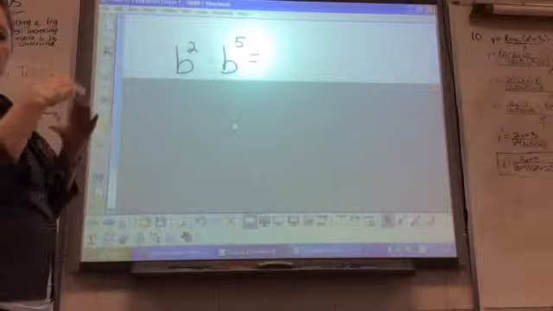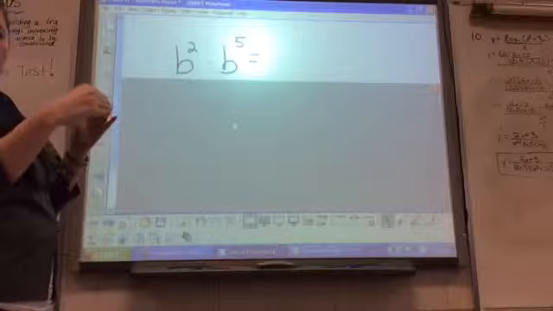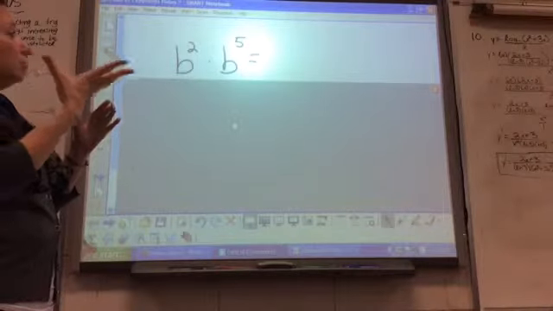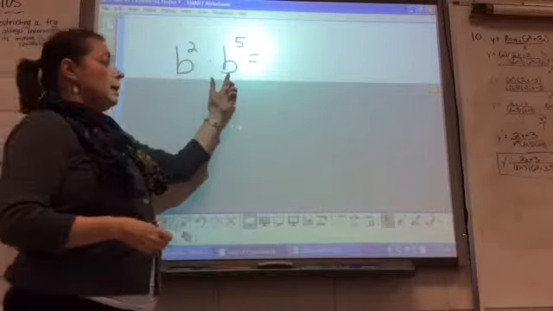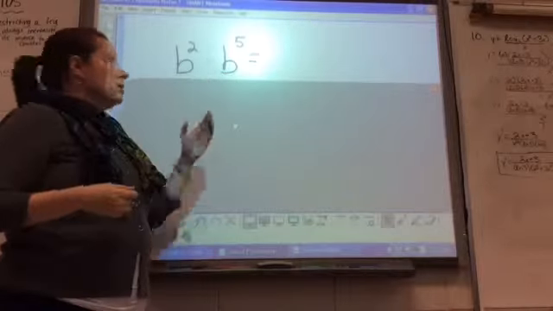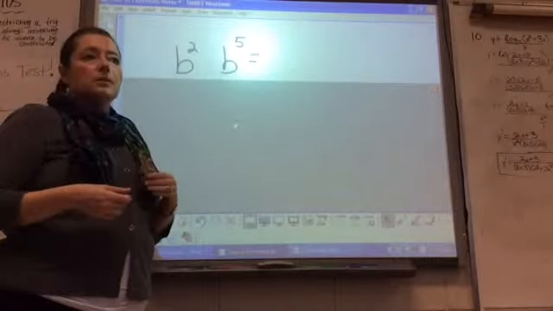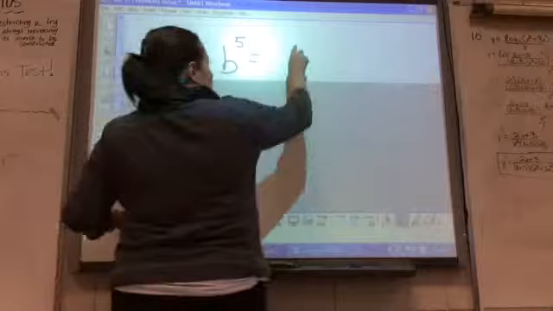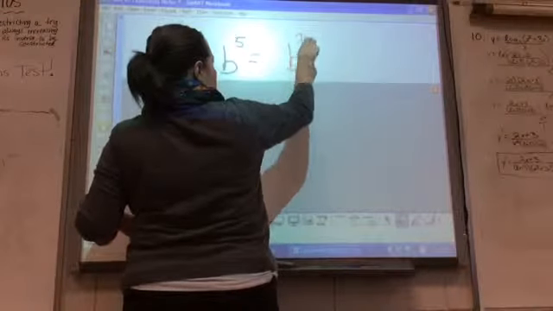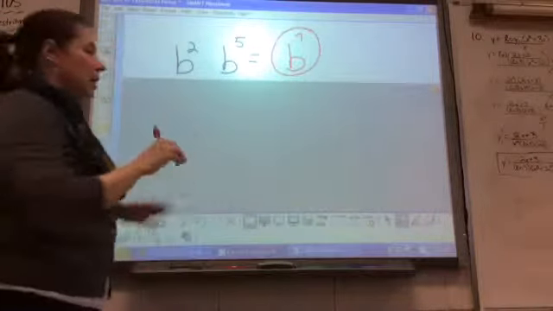On that first little row there, they're giving you the rule for when you have like bases. What happens to the exponents when you're multiplying like bases? They add, right. Okay, so b to the 7. So y'all did it, all right?